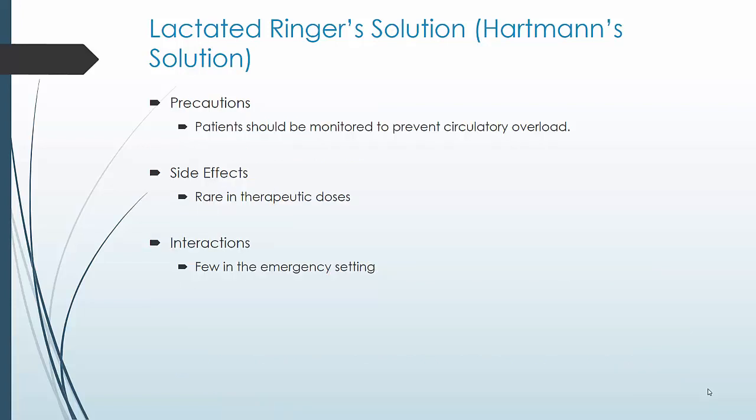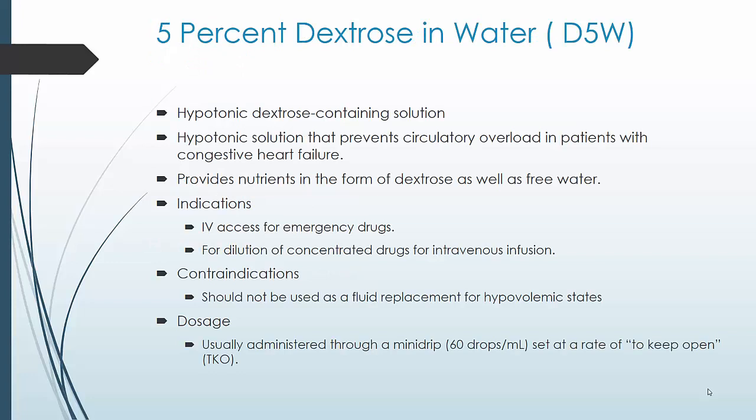Precautions: monitor the patient for circulatory overload. All right, how are we going to see that? Typically, we're going to start seeing or hearing signs of pulmonary edema. It's going to be one of the earlier places that you'll see if they've got circulatory overload. Your side effects are rare in therapeutic doses, but once again, they could include circulatory overload and pulmonary edema. And your interactions are few in the emergency setting.